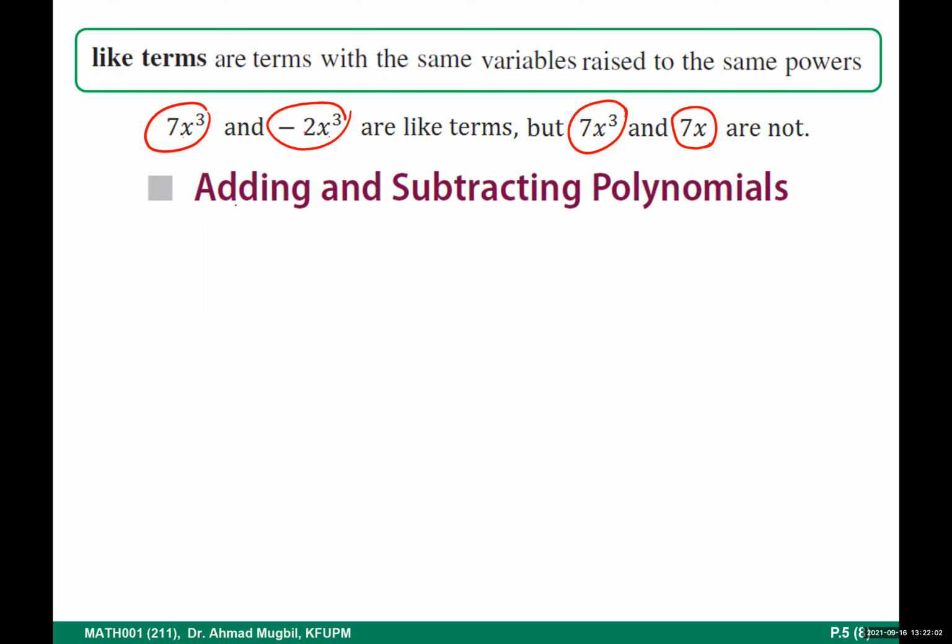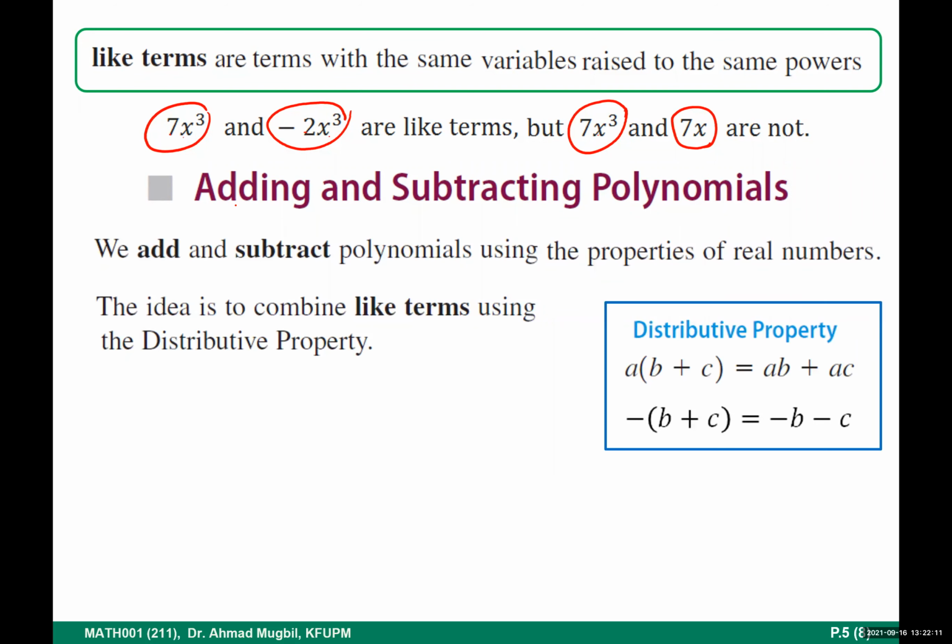So how to add and subtract polynomials? Should be the same power and the same variable. They should be like terms, just shortly like that. So to add and subtract polynomials, we will use the properties of real numbers, P2. And the idea is to combine like terms using the distributive property, P2 again. So this is the distributive property.